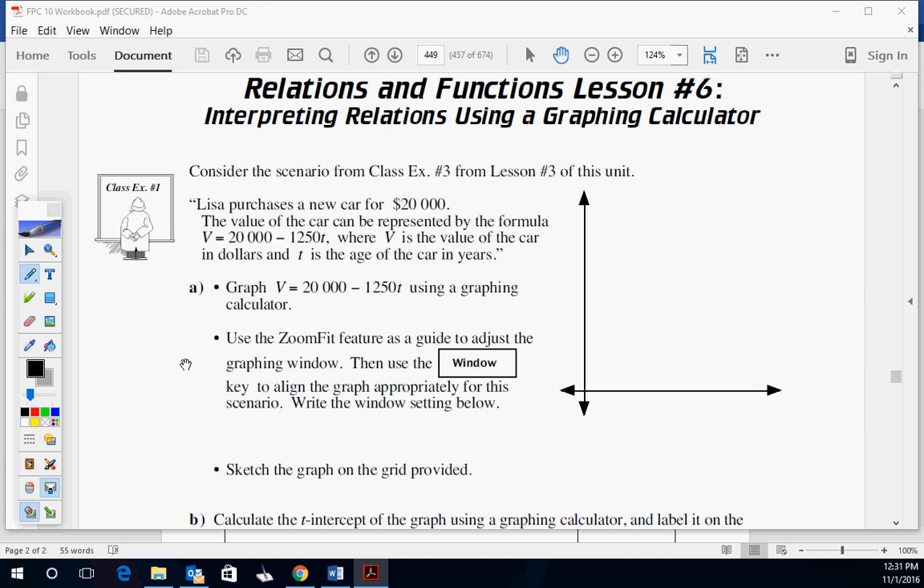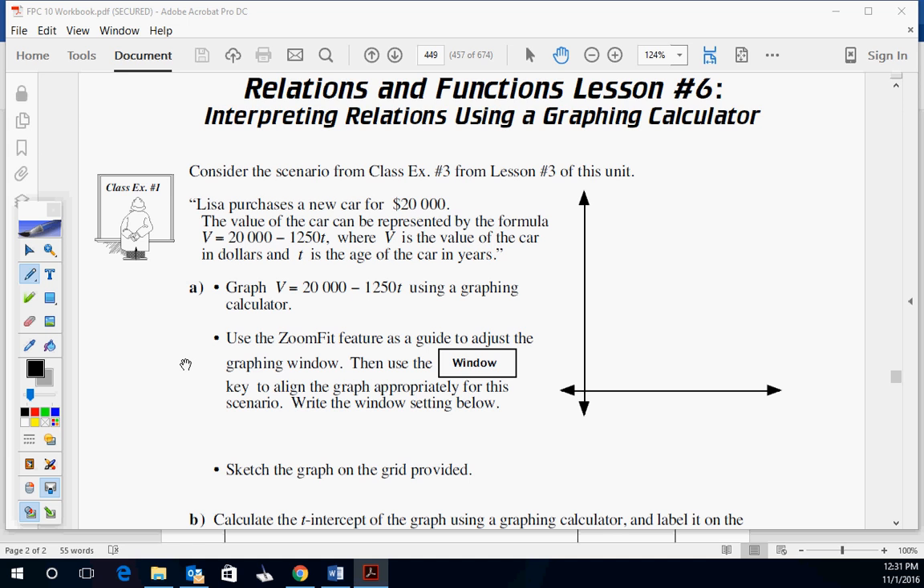Consider a scenario from class example number 3 in lesson 3 of this unit. Lisa purchases a new car. This is the one where the car is depreciating, going down in value. The value of the car is represented by the formula V = 20,000 minus 1250t, where V is value and t is age of car in years.